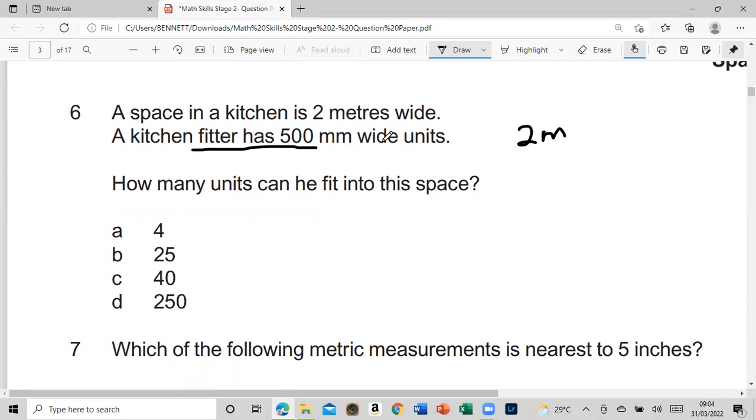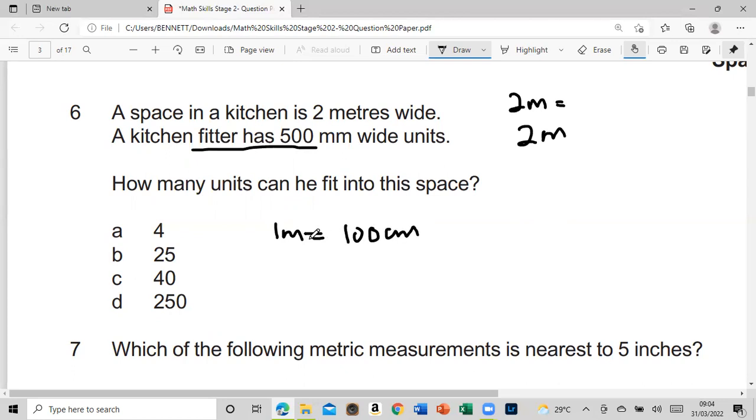So you're going to ask yourself now, do you want to convert the meters to millimeters, or do you want to convert the millimeters to meters? What I would do is convert the 2 meters to millimeters. Right? So let's go back to what we know. We know that 1 meter contains 100 centimeter, right? Should I write this down? Right. 1 meter is equal to 100 centimeter, right?